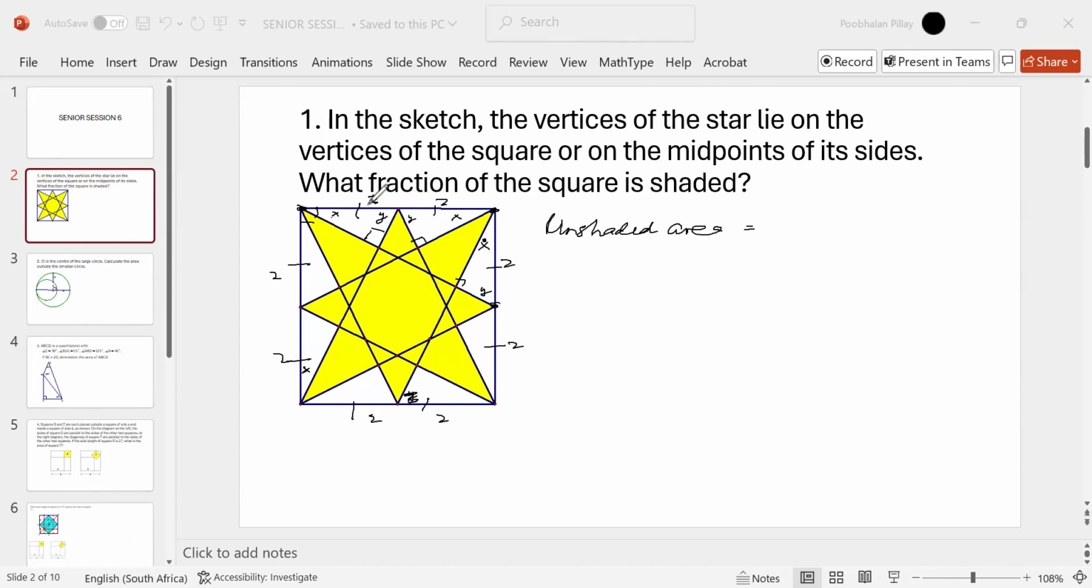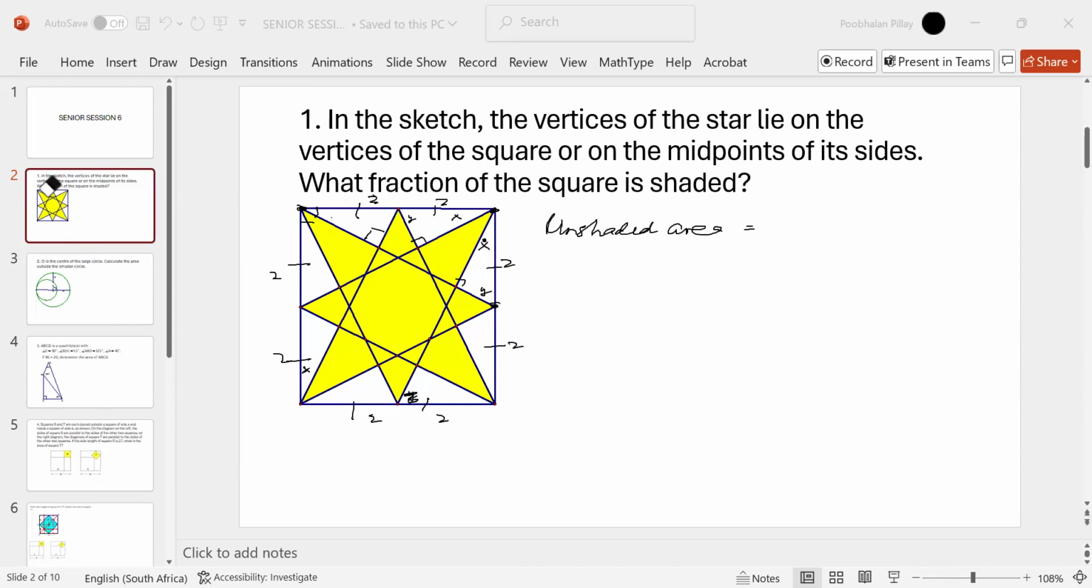Okay, so the unshaded area. Now these are the right angle triangles, so it'll be eight times the area of the white triangles. All right, now I'm going to remove the x and the y because it's coming in the way. But now you must know that all those white triangles are all congruent.